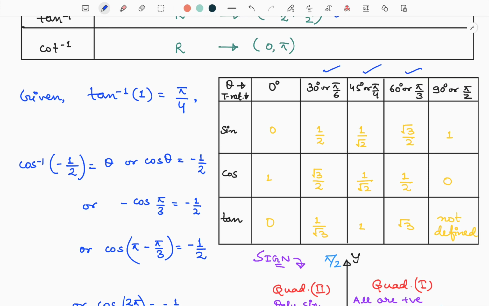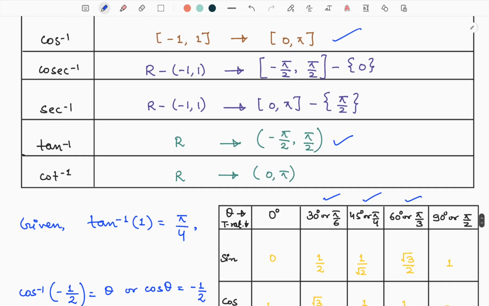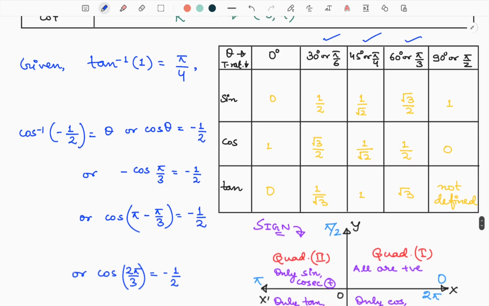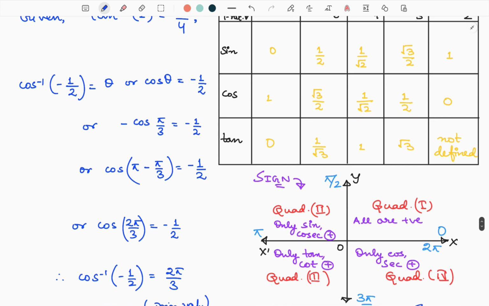Cos inverse minus half is not lying in the principal value branch, because minus cos pi by 3 is equal to minus half. So how to make this a principal value? We should know that the range of cos inverse is 0 to pi. So we have to make such an angle for which cos becomes minus half. As we know cos pi by 3 is half, so if we put minus in front of that it will become minus half.